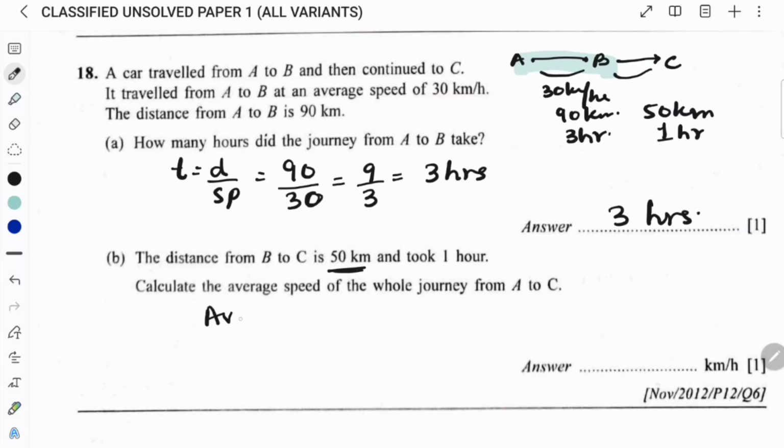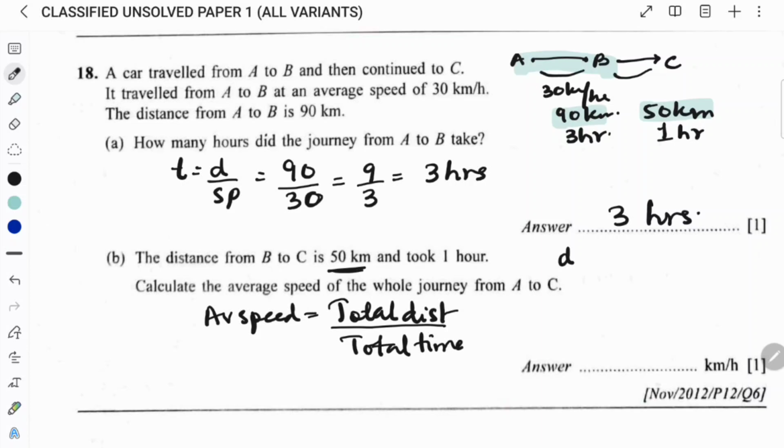So average speed for the whole journey is equal to the total distance upon the total time. So the total distance is 90 and 50 together. So the total distance is equal to 90 plus 50, that is equal to 140 kilometers, and the total time is equal to 3 hours and 1 hour. 3 plus 1 is equal to 4 hours.